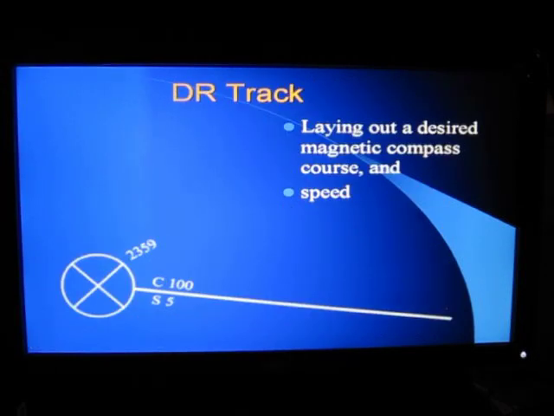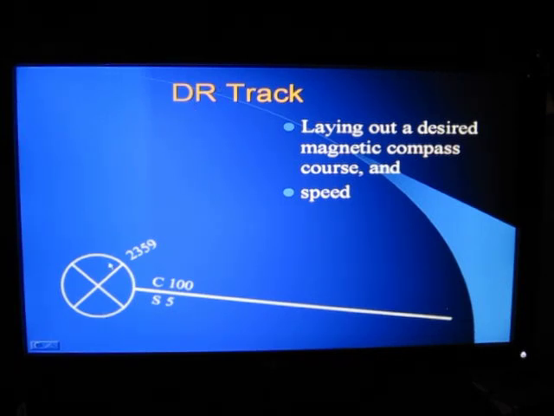All right, now, a DR track. Well, a DR track is where we lay out or plot a desired magnetic compass course along with a speed. Now, some people might use true, but I always use magnetic because that's what I'm looking at from the helm, is my magnetic compass. I have my GPS set to magnetic. So that's what I always use, and that's what I recommend people use. However, if you want to use true, be my guest.